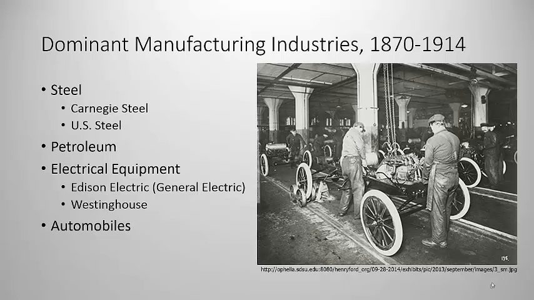Finally, not really the last of these dominant manufacturing industries, but certainly one that came to dominate, especially after the turn of the century, was automobiles. Automobiles were the first true consumer durable manufactured in the U.S. Between 1900 and 1915, there were over 100 car builders in the U.S. But the Ford Motor Company became the first large company after it introduced the Model T in 1908.